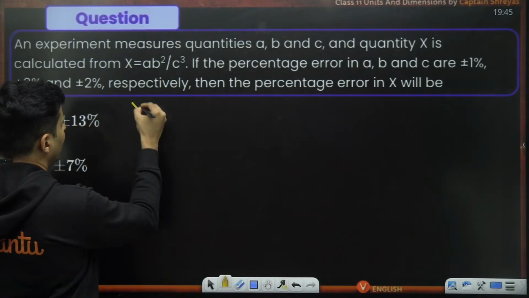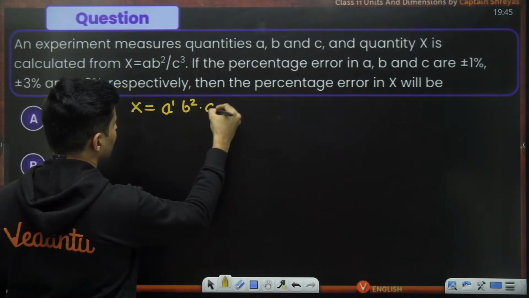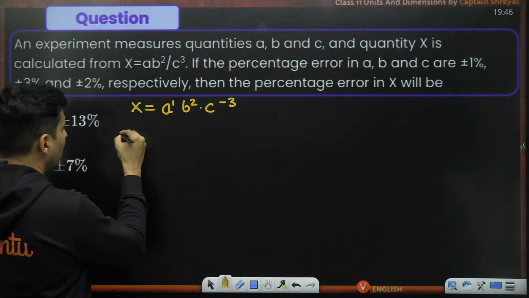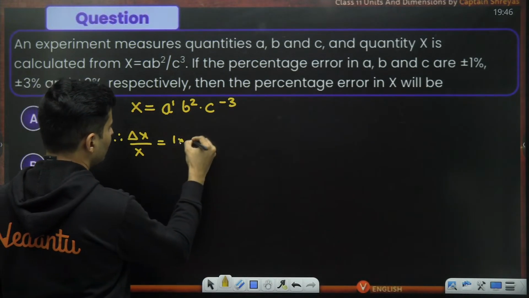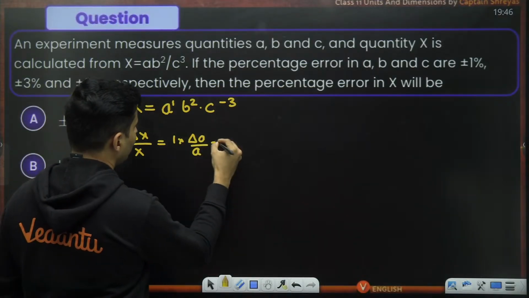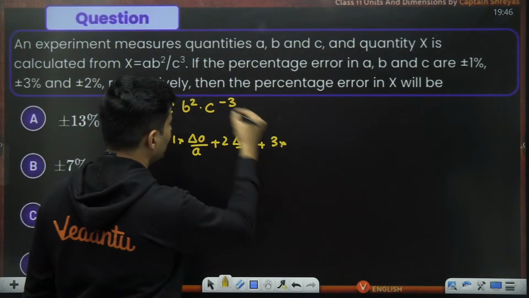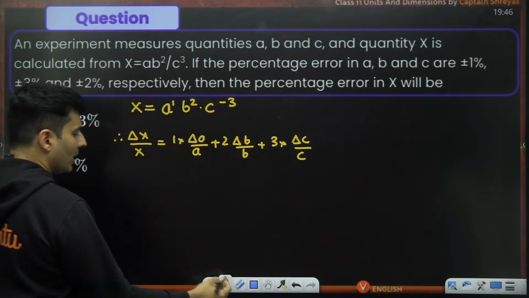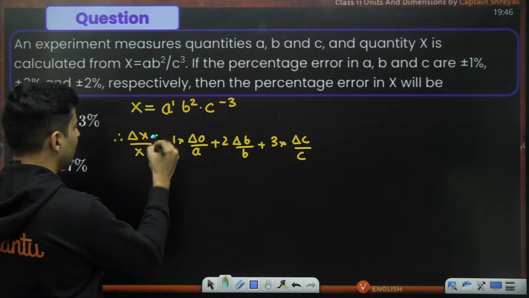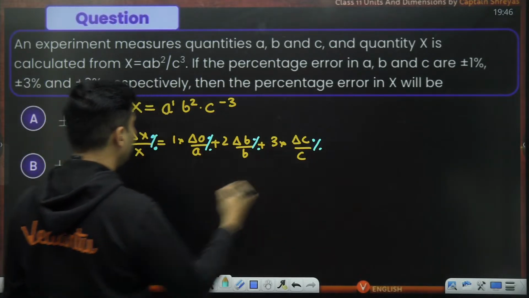Just look at it. X is A B square over C cube. So A raised to 1, B raised to 2, C raised to minus 3. So therefore, relative error in X will be 1 times relative error in A plus 2 times relative error in B plus 3 times, because mod value only, 3 times relative error in C. But you can also convert it into percentage everywhere by multiplying it by 100.